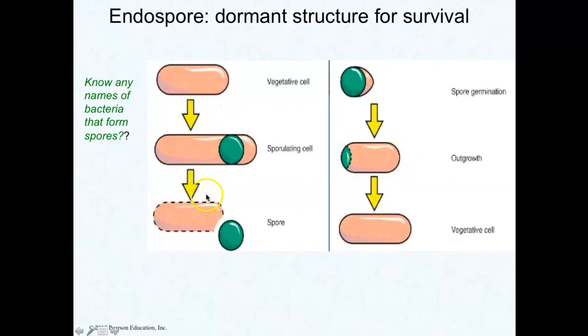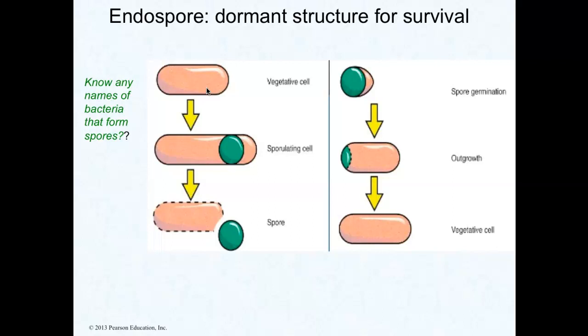So the process of forming a spore is called sporulation. The process of coming out from being a spore is called germination. Okay, so that's all you need to know. And just remember that this is not reproduction. The cell is not making more cells. It's just becoming dormant and then surviving the harsh environment for that period of time. And then when it's ready, it can germinate and become an active cell again. So it's really just a period of dormancy.